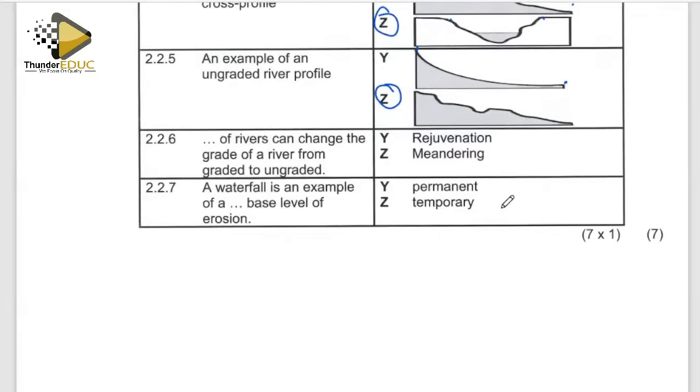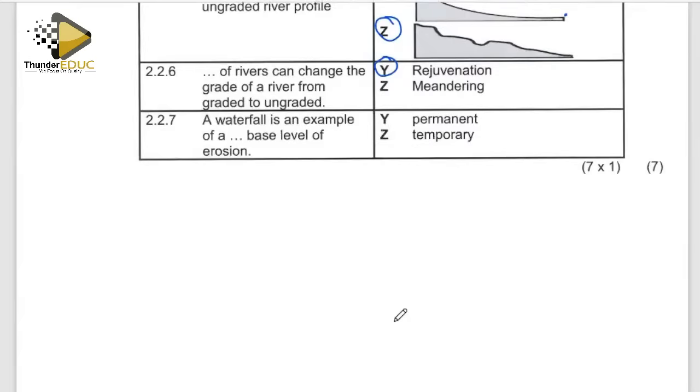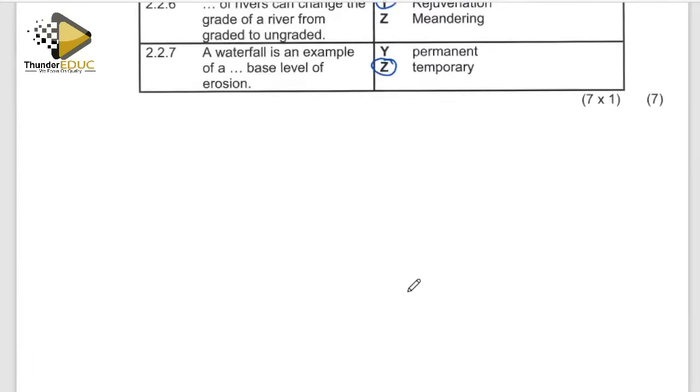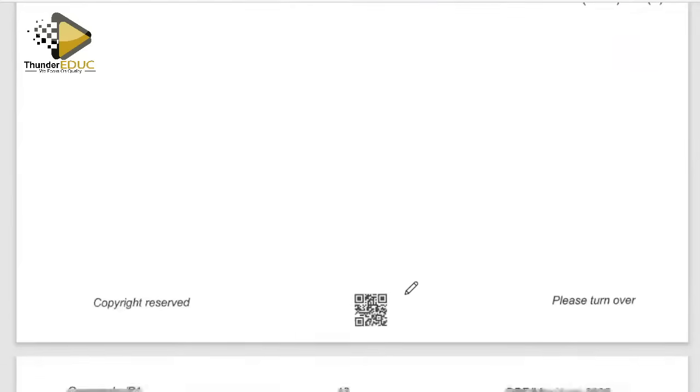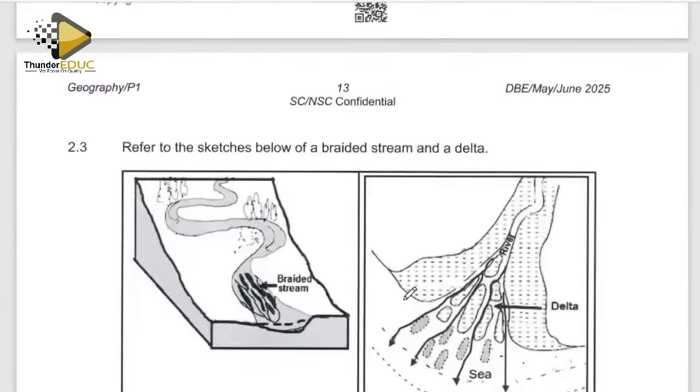Number 2.2.6, dash of rivers can change the grade of a river from graded to ungraded. That is rejuvenation. I think I've talked about that. A waterfall is an example of dash base level. It's a temporary base level. Waterfalls exist along the river channel when they have not attained a grade. When the waterfalls are ultimately eroded, the river attains a smooth concave shape without waterfalls, without rapids along the channel, or without lakes in the channel, because those are temporary base levels of erosion.